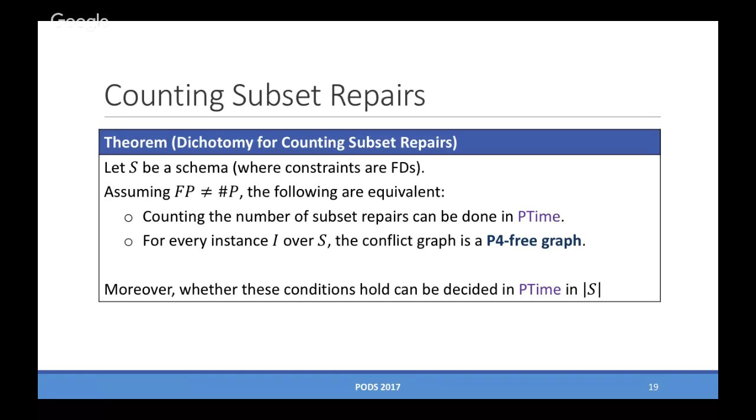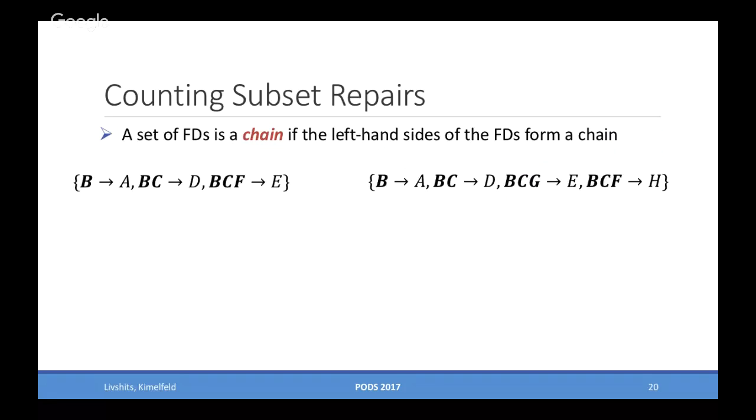Now, when does this actually happen? When it is true that for every instance over the schema, the conflict graph is a P4 free graph. So to understand this, we need a new definition. And this definition is a chain. Now, a chain is a very simple definition. Okay, we say that a set of functional dependencies is a chain if the left-hand sides of the functional dependencies in the set form a chain.